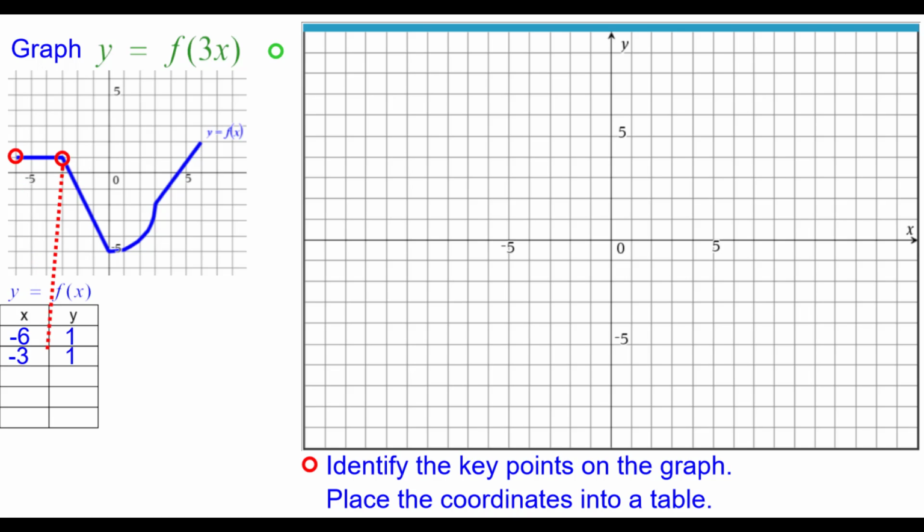Next point will be this one, (-3, 1). The next key point, (0, -5). (3, -2), and finally (6, 2). Press pause as needed.